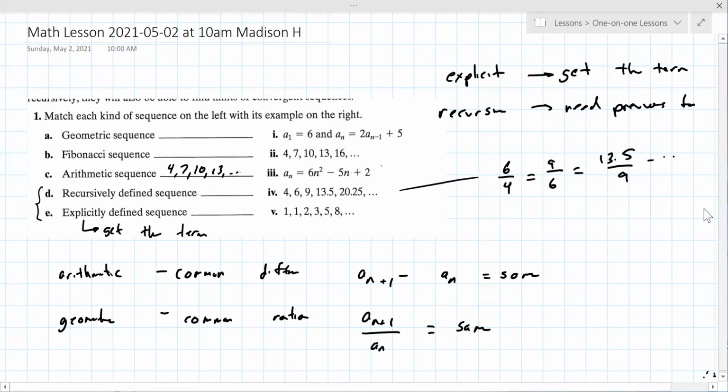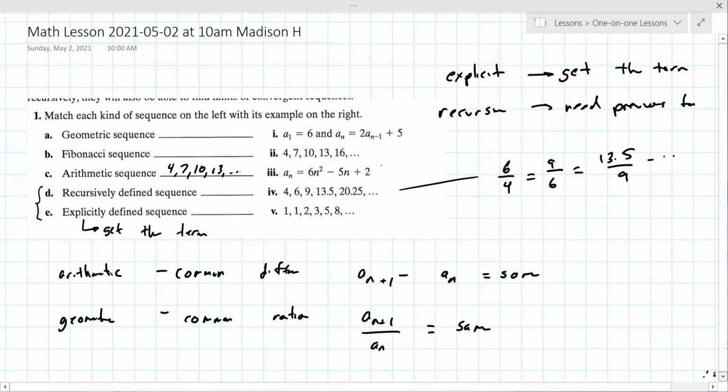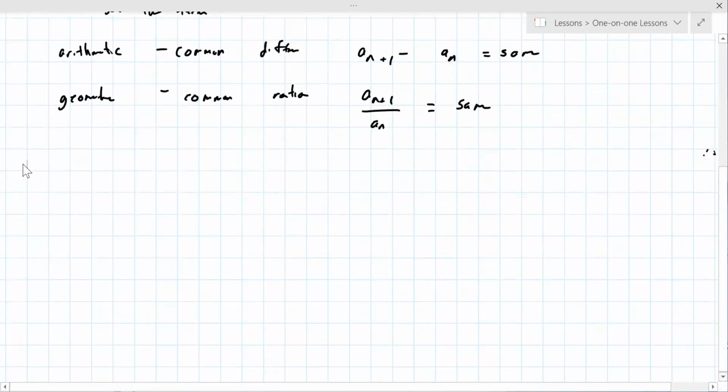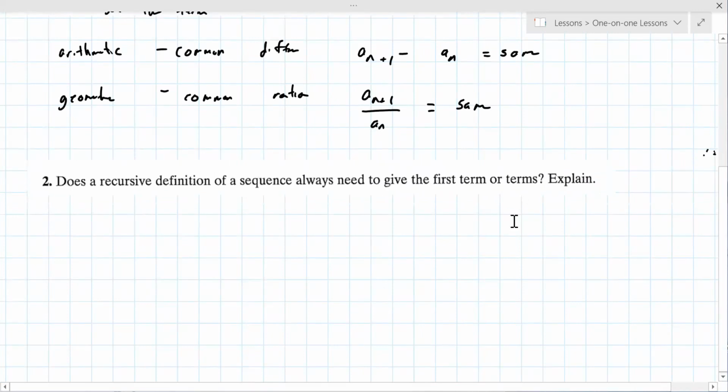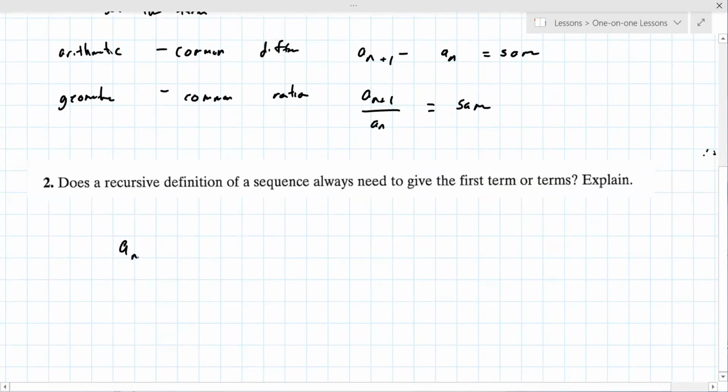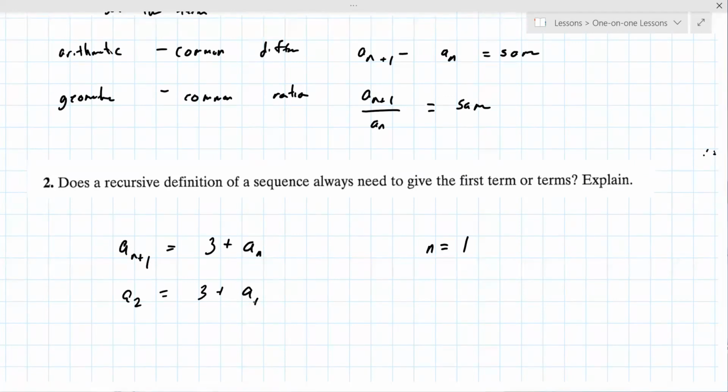There it is. Can't scroll down. So if we created a recursive sequence, we said a sub n plus 1 equals 3 plus a sub n, and I said, well, let's let n equal 1. You would have a problem here, because a2 equals 3 plus a1, and you don't know a1. So the previous term is needed there.